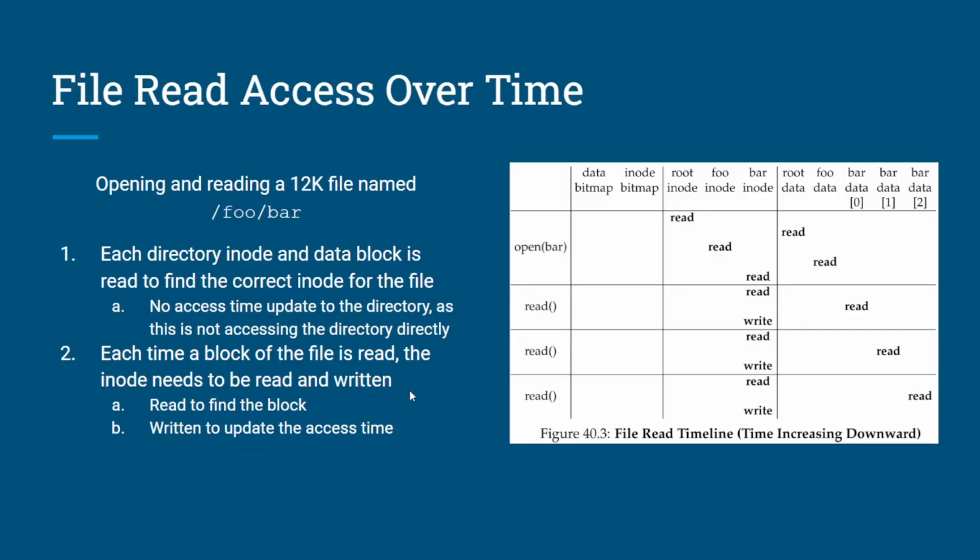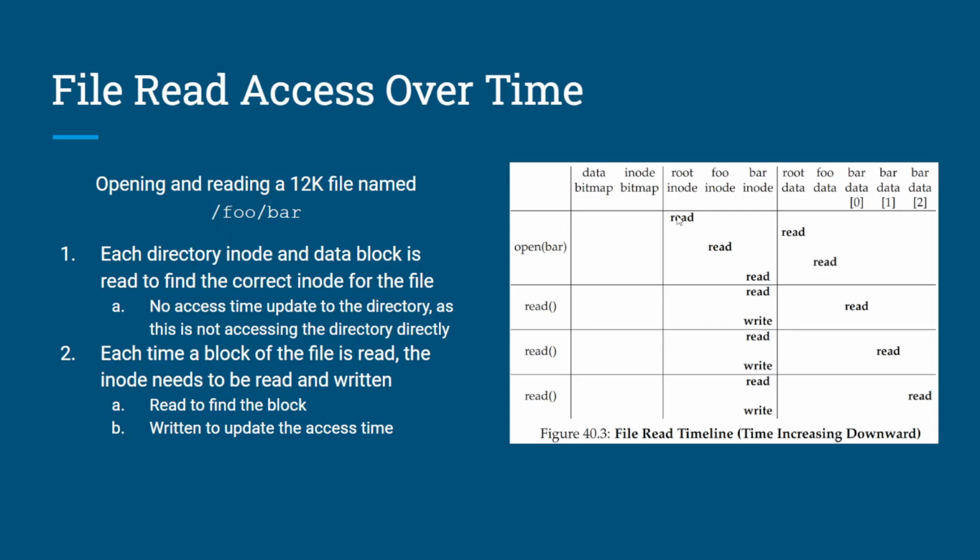So let's talk a little bit about file access. Now that we understand that there is one inode per file, that there is a bitmap in the file system that keeps track of which blocks and inodes are allocated, as well as the actual data blocks themselves, let's see how these things are accessed. I'm going to open and read 12 kilobytes from a file at /foo/bar. In order to do this, what happens is first the root inode is read.